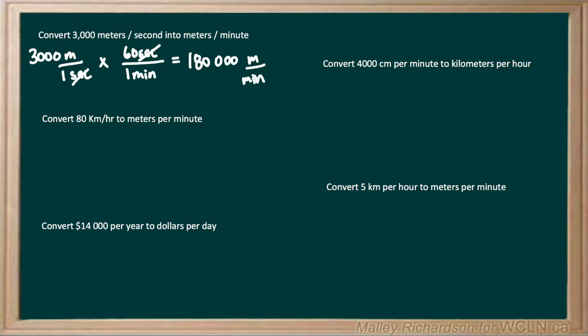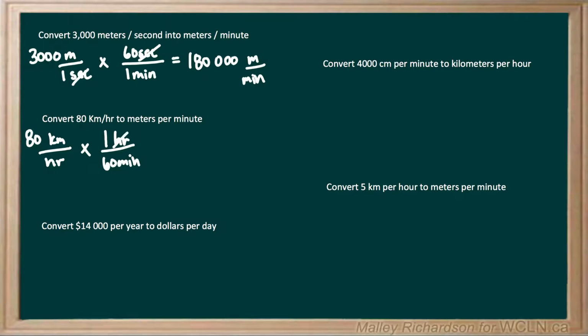Looking at our next question, we want to convert 80 kilometers per hour to meters per minute. So again, we write out whatever we're converting, which is 80 kilometers per hour, and we want to change it into meters per minute. So we want to change kilometers to meters and hours to minutes. Let's first work on converting hours to minutes. We know that there are 60 minutes in every hour, so that means we're going to multiply this by a relationship of 1 hour for every 60 minutes.